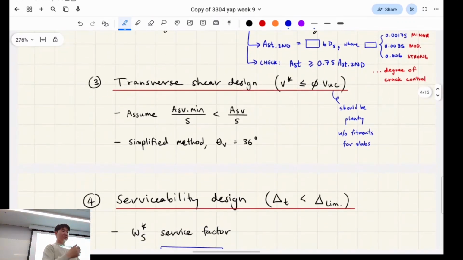Transverse shear design. So basically, we'll be good. Okay, basically, this is transverse shear, right? So this is like paper towel. That's transverse shear, right?